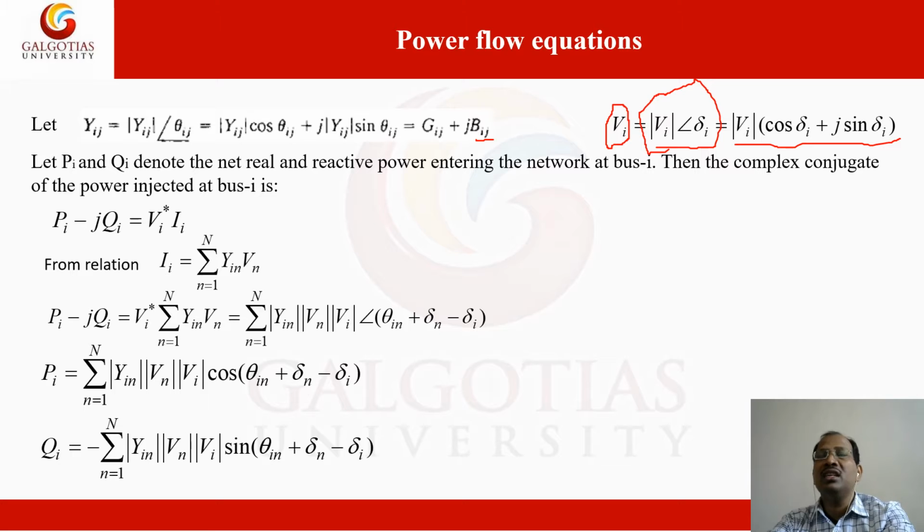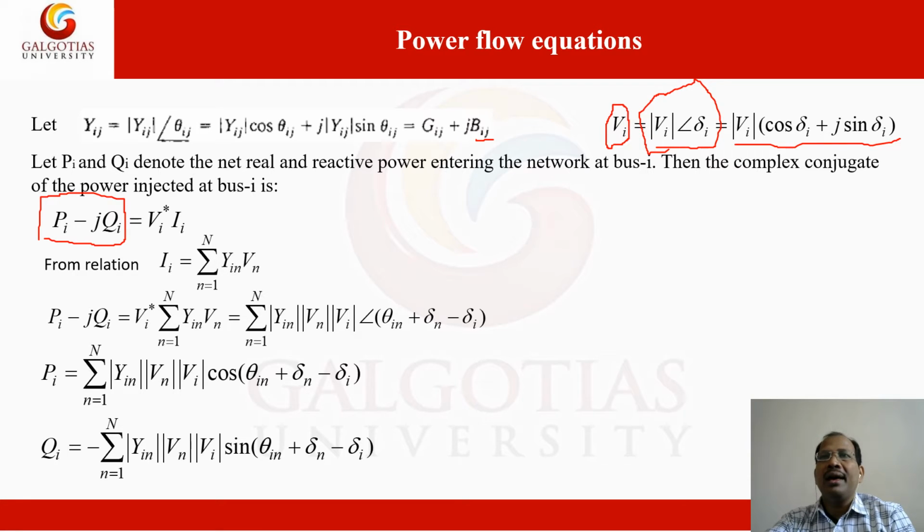Here we consider J as the imaginary part. So this is Pi minus jQi. We are taking the conjugate on the left side and right side, so we get Pi minus jQi is equal to Vi conjugate into Ii. So this is the conjugate part. When we are representing the voltage in polar form, you have to convert it into the conjugate value.